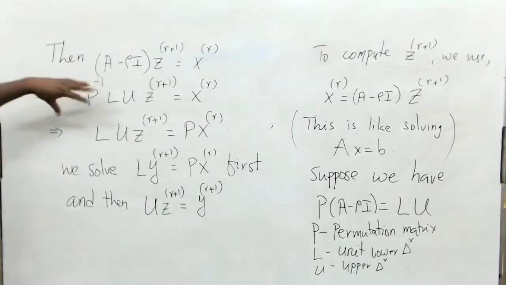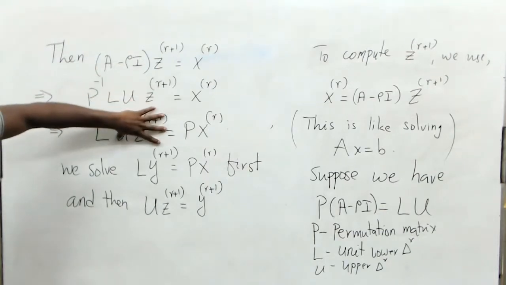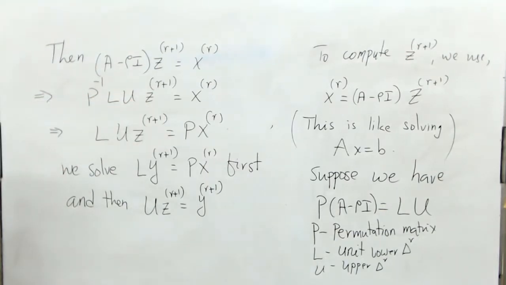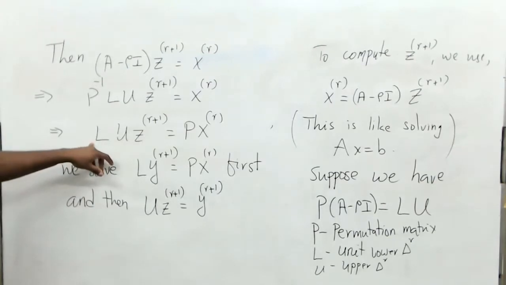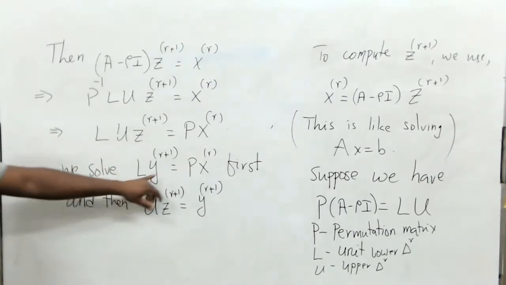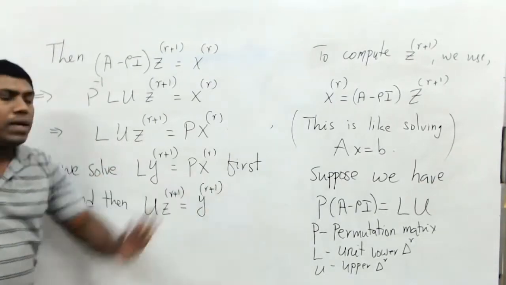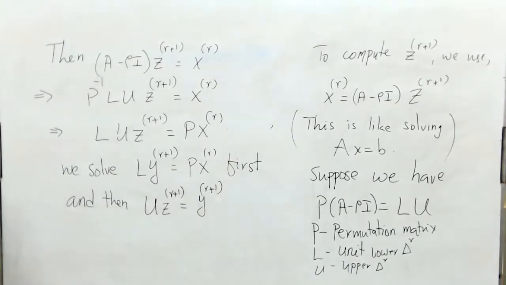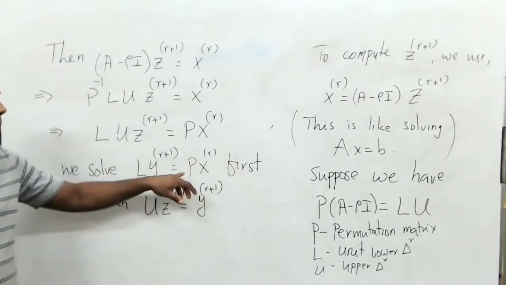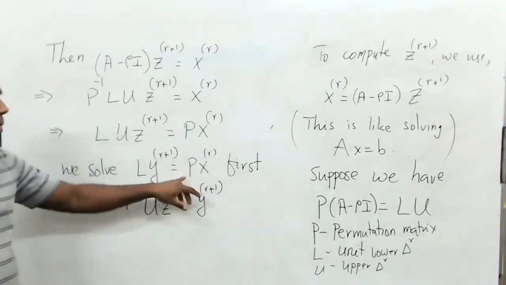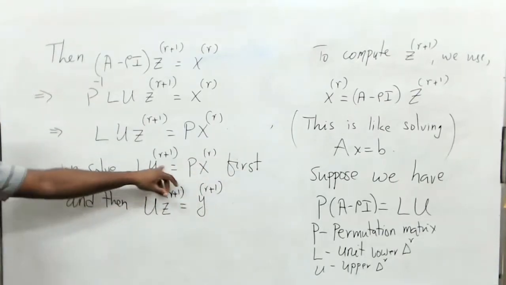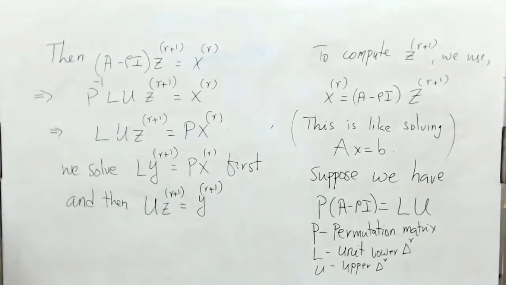So you know how to solve this. You set this thing as Y_{r+1}. So you end up with a lower triangular system: L times Y_{r+1} is equal to P X_r. Here you know everything. X_r is given, P X_r is the previous step, P is known, L is known. So you can compute Y_{r+1}.